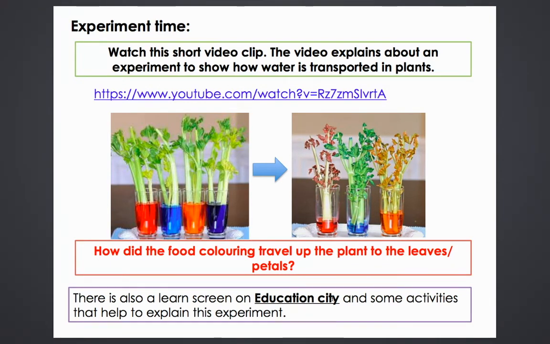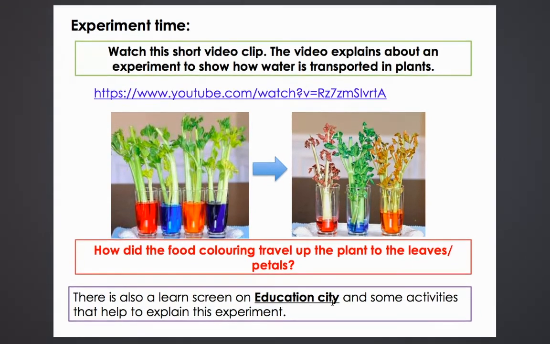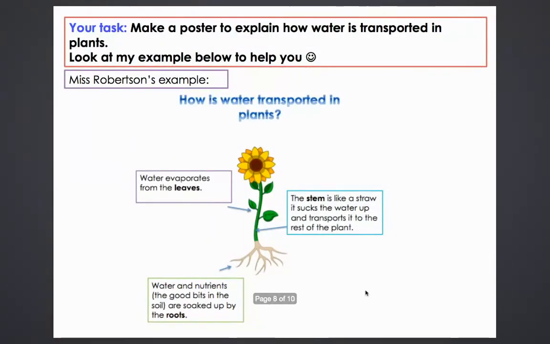If you want a bit more extra explanation or something extra to watch or do, on Education City there is another Learn screen, which is a special video explaining this in more detail. And there's also a couple of activities to have a go at. If you have any troubles logging in, just send me a message and I can get your login details for you. Okay, brilliant. Now, time for your task.